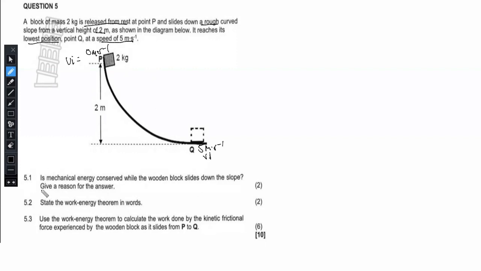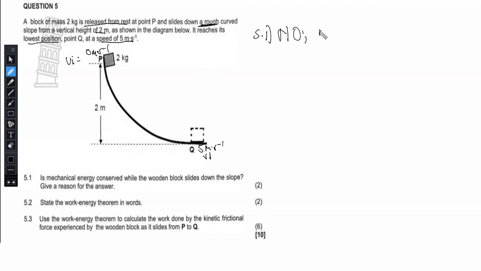Now 5.1 says, is mechanical energy conserved while the wooden block slides down the slope? Give a reason for the answer. Now the keyword lies here, rough. So if it is rough, that means there is kinetic frictional force. And if there is kinetic frictional force, that means mechanical energy cannot be conserved, because in order for mechanical energy to be conserved, this has to be an isolated system without any frictional forces, right? So 5.1, we say definitely no.